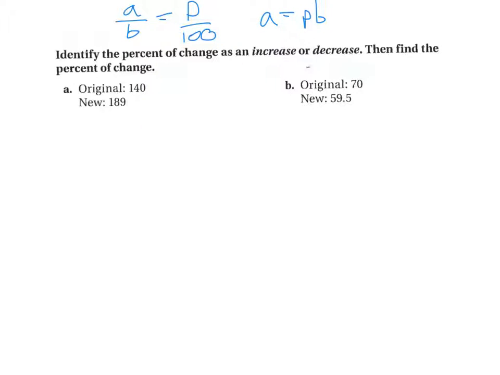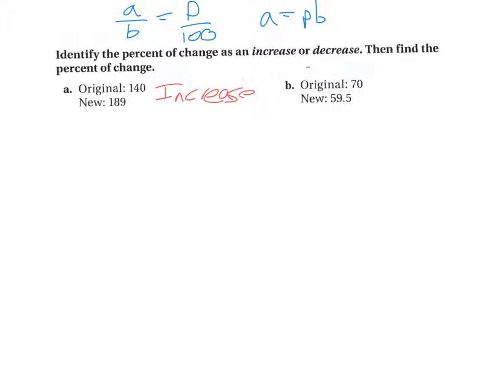All right, let's take a look at a couple examples. Now remember, when we're solving percent problems, we can always use the proportion method or we can use the percent equation. Even with percent of change problems, these are still percent problems, we still use the same two basic things, okay? So our example here tells us to identify the percent of change as an increase or decrease. So I'm looking at my original and my new right now. If whatever amount I'm talking about started at 140 and it went up to 189, that is an increase, right? An increase.